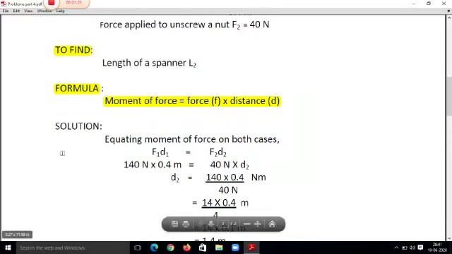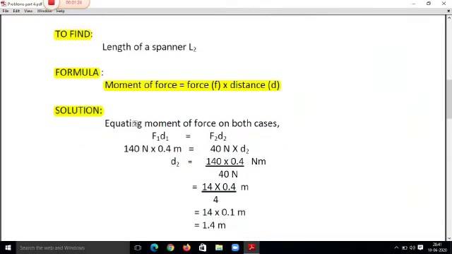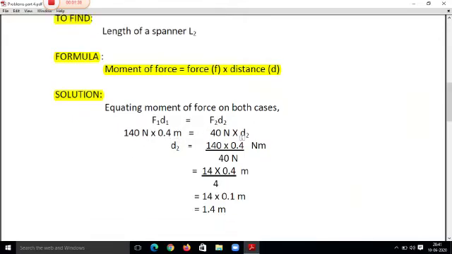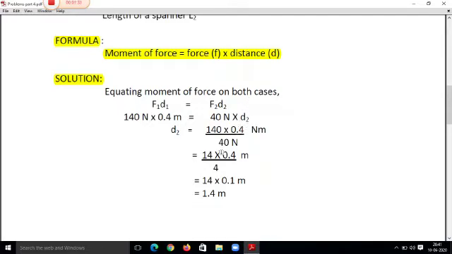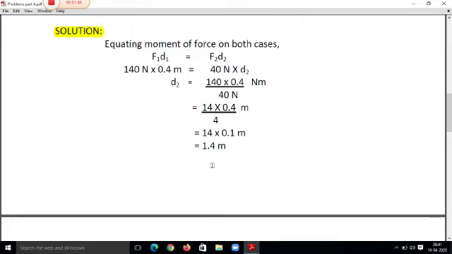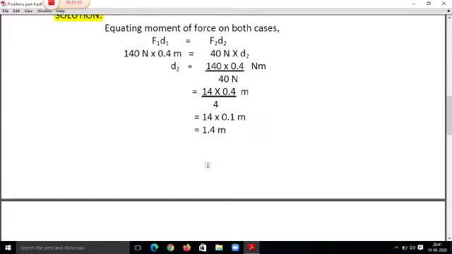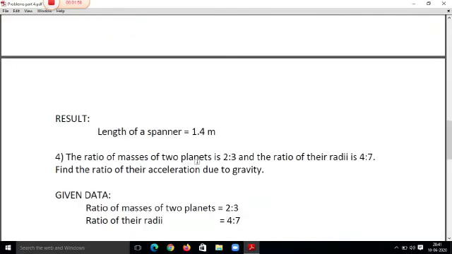Solution: equating moment of force on both cases, F1 d1 is equal to F2 d2. 140 Newton into 0.4 meter is equal to 40 Newton into d2. d2 is equal to 140 into 0.4 by 40. Newton and Newton get cancelled. It is equal to 14 into 0.4 by 4 meter. Now we have to divide 0.4 by 4, which is 0.1, so 14 into 0.1 meter is equal to 1.4 meter. Result: length of the spanner is equal to 1.4 meter.